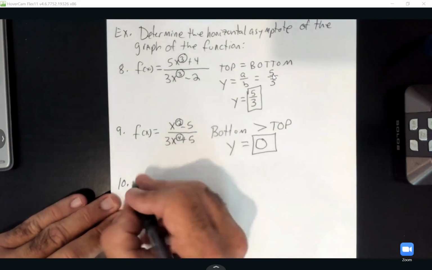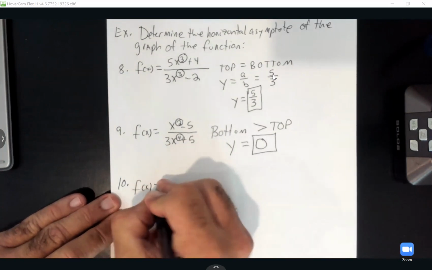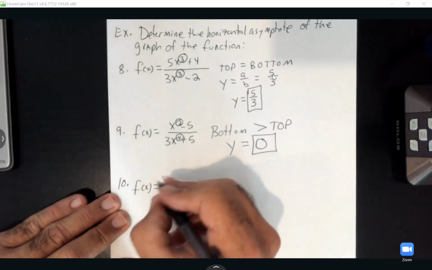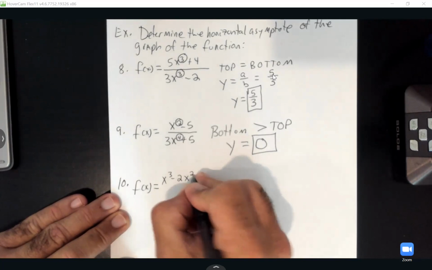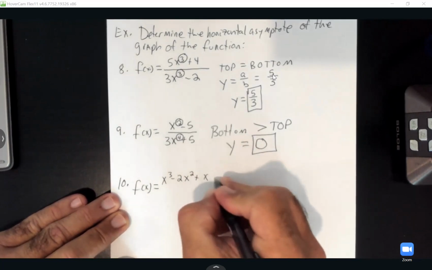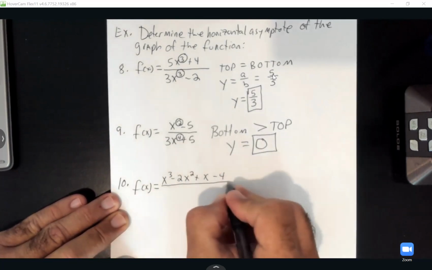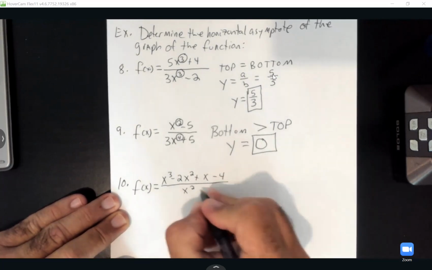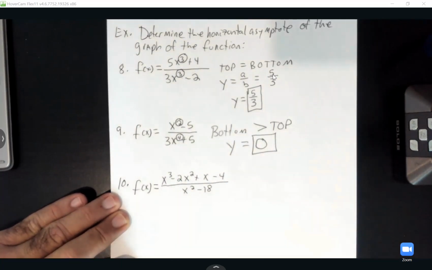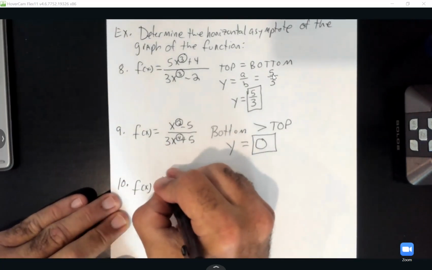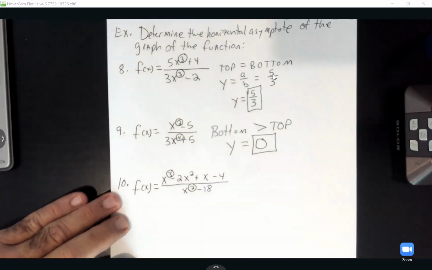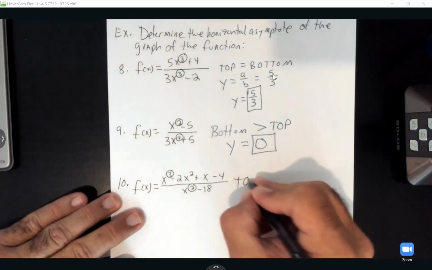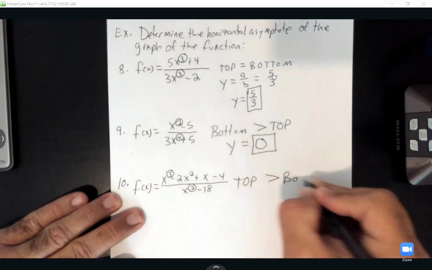All righty. This one's a long one here, y'all. F of x equals, my top has an x to the third minus a 2x squared plus an x minus 4 all over x squared minus 18. All right, y'all, so let's see what we got on top. My biggest exponent is the 3. On bottom, my biggest exponent is the 2. So this one has the top greater than the bottom.